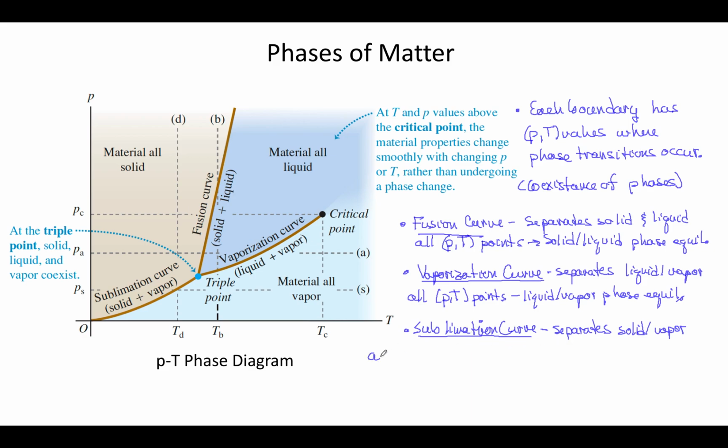And so all pressure-temperature points on the sublimation curve are a solid-vapor phase equilibrium. And you'll see they usually occur at fairly low pressures. So like on Mars, water, from ice, probably often sublimates right into water vapor. And certainly carbon dioxide does as well at these very low pressures.